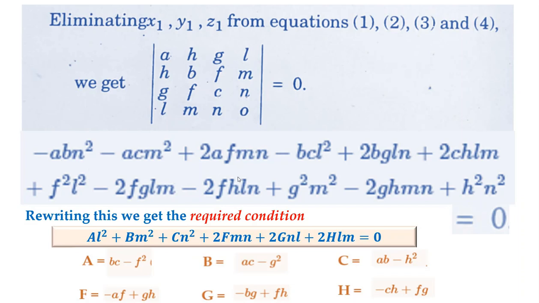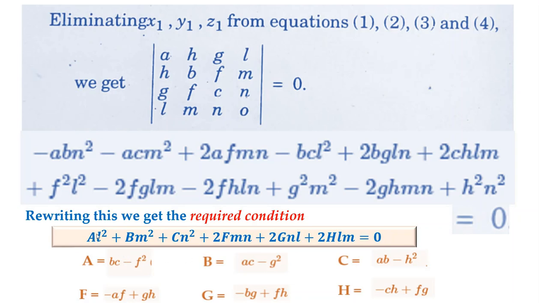Now when we expand this determinant, fourth order determinant, this is 0. So along this, when we expand, the first one will not be there because 0 is there. Like that we can expand, and when we simplify, these are the terms that we get. Now we can rewrite these terms in this way: capital A L square plus capital B M square plus capital C N square plus 2 capital F M N plus 2 capital G N L plus 2 capital H L M equal to 0.